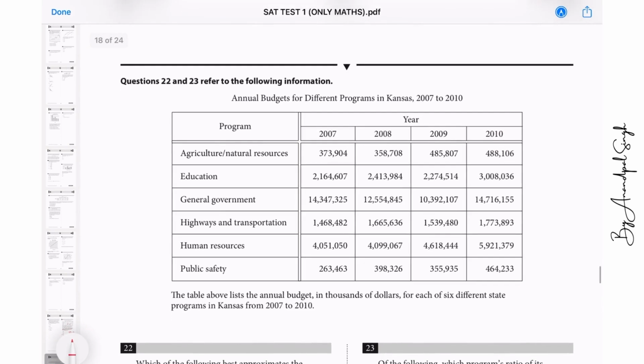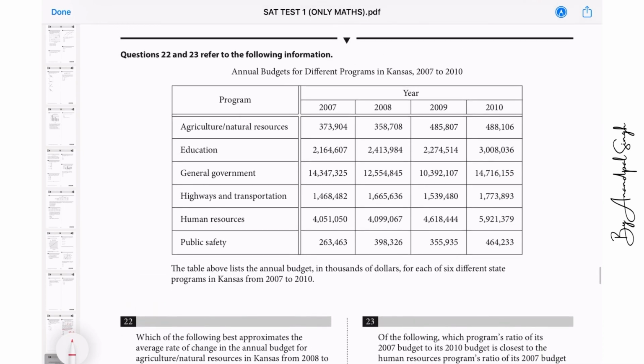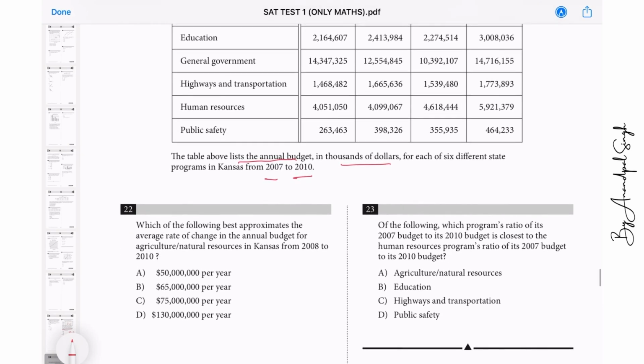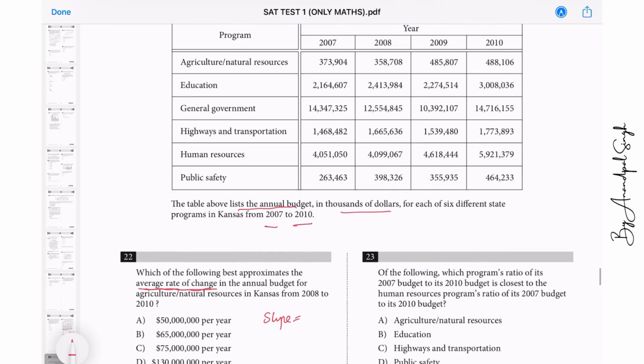Next, question number 22. See, again we are given a big table. Don't get confused whenever you get a big table. Just see that this is about the annual budget in thousands of dollars for 6 different states in Kansas from 2007 to 2010. Now, which of the following best approximates the average rate of change? Whenever there is average rate, it means they are talking about the slope. And in the annual budget for agriculture and natural resources, it means they are talking about this group. From 2008 to 2010 means they are talking about these two figures.